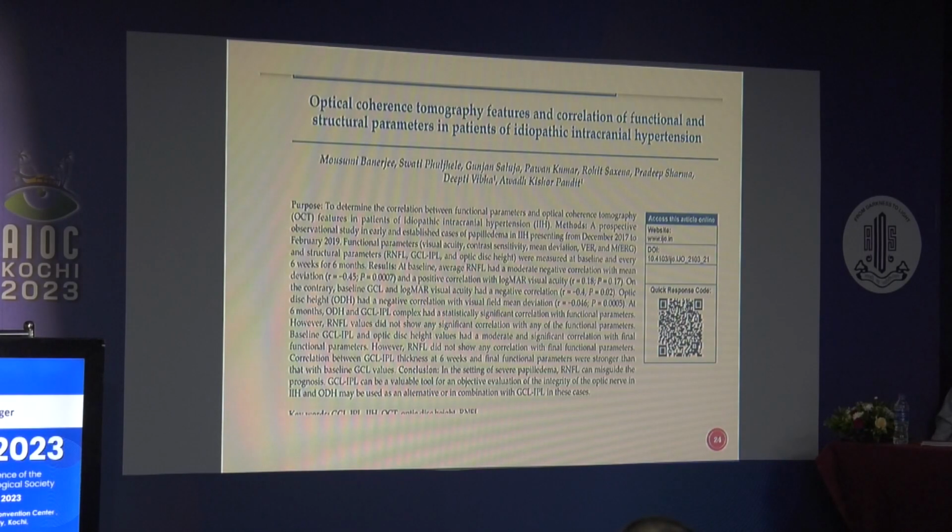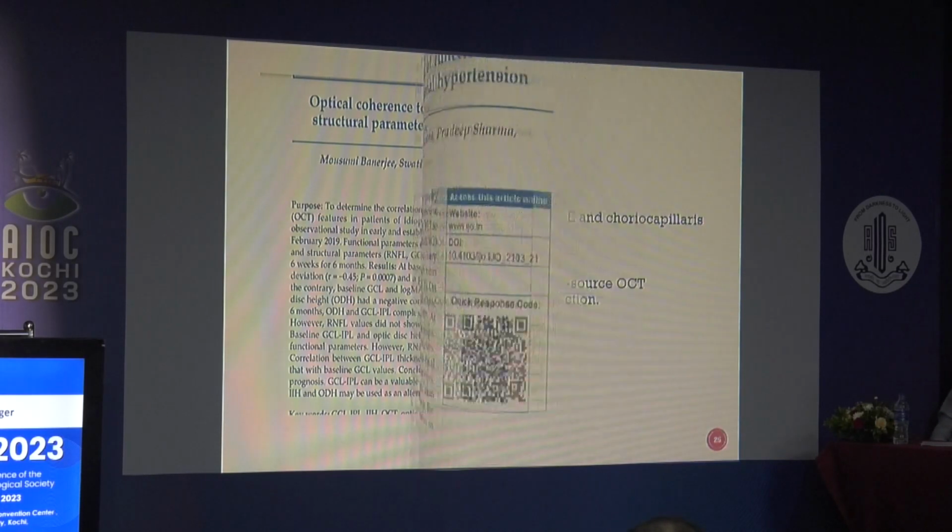So now, another publication where the OCT features and correlation of functional and structural parameters have been seen in IIH patients. So Banerjee et al. have studied this, and they have concluded that in the setting of severe papilledema, RNFL can misguide the prognosis. So GCL-IPL can be a valuable tool for an objective evaluation of the integrity of the optic nerve. And optic disc height may be used as an alternative or in combination with the GCL-IPL in these cases.